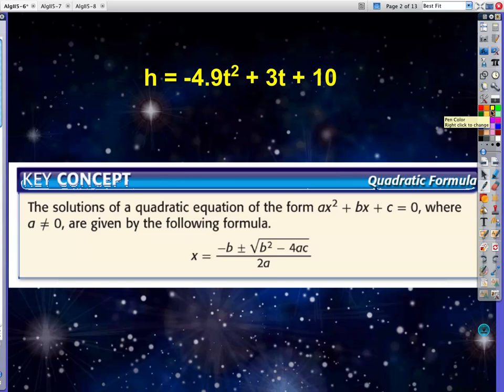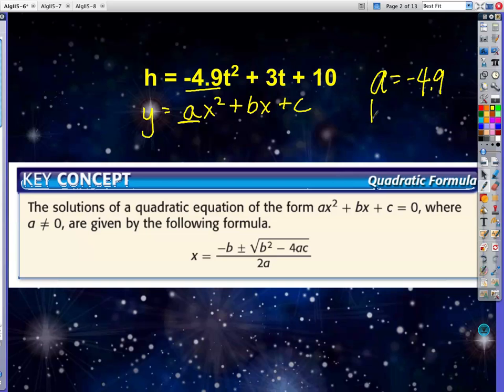I just want to point out a couple things here. Normally it's ax squared plus bx plus c. The only difference here is sometimes we don't use x as our variable. Well, that's fine. Your a value in this case is negative 4.9. So you may have to take a moment, write out a equals, b equals 3, and c equals 10. Please note, we always start with negative b, which means if b is 3, then negative b is going to be negative 3. If you have troubles with this, I will have you write it out like this.